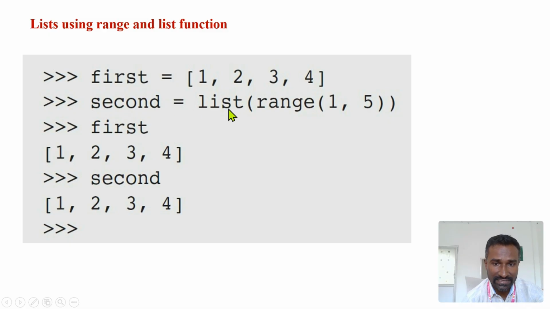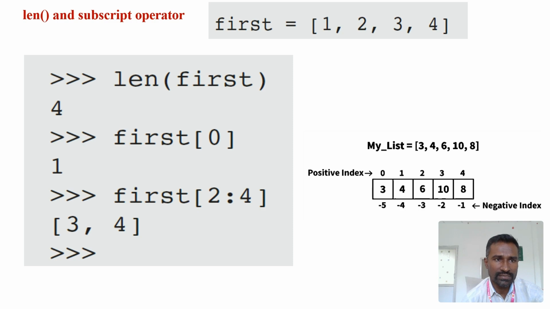The second is equal to list of range of 1 comma 5. From 1 up to 5, so here up to 4 only is available. So the same thing will be printed, 1 2 3 4 again, because the range is 1 to 5, numerical value. Yes. So what is the length function?